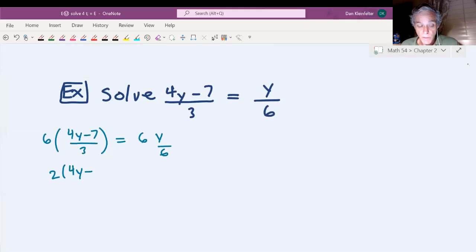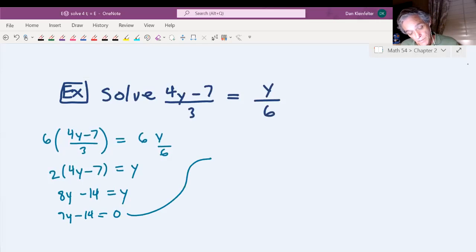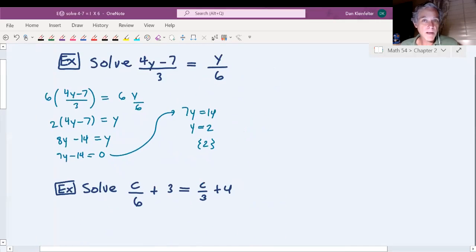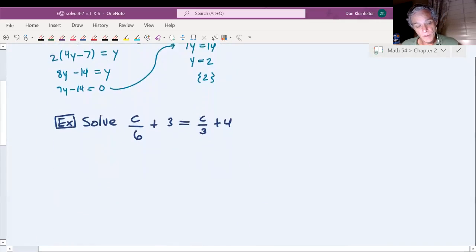Notice that that 2 is multiplied by the entire binomial 4y minus 7. That gives us just a single y on the right side. Okay, we get 8y minus 14 is equal to y. So then 7y minus 14 is 0. So 7y equals 14, or y is 2. So 2 is our solution here. We'll multiply both sides by 6 there.